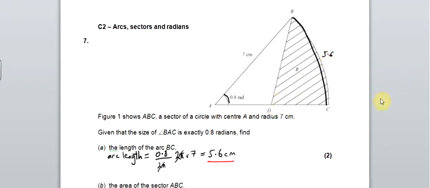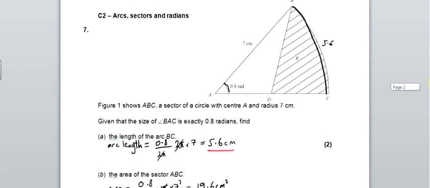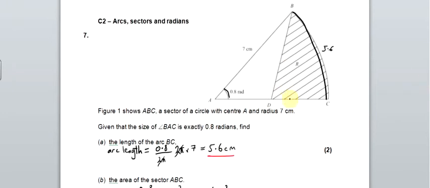This side here, DC, if we just go down to DC, it says it's the midpoint of AC, so that means we can work out that quite easily. That must be 3.5, because this is a radius, isn't it?